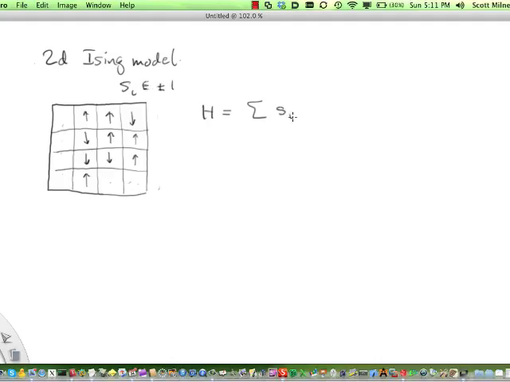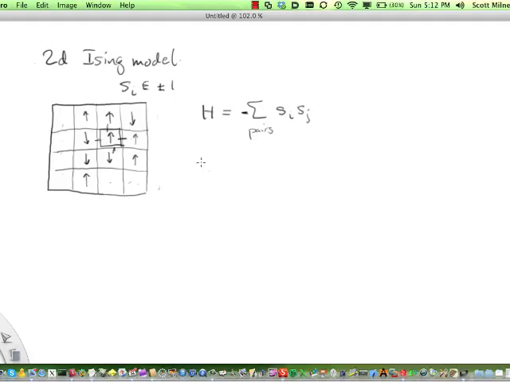The Hamiltonian, the energy as a function of those coordinates, is the sum over pairs of the product S_i S_j. And by pairs I mean nearest neighbor pairs. That is, this spin right here interacts with this one, this one, this one, and that one. Nearest neighbors on the square lattice, that's the rule. So it's minus S_i S_j, so that if they are both pointing the same direction, that contributes minus 1 to the energy, and if they are pointing in opposite directions, it contributes plus 1 to the energy.